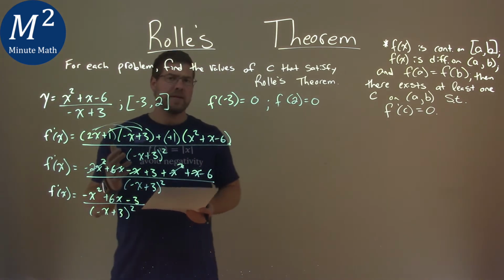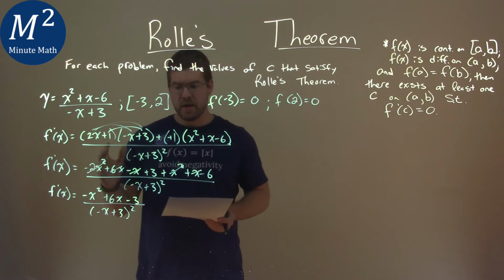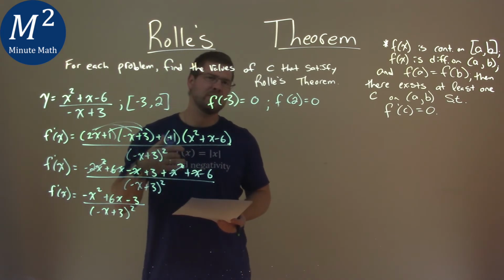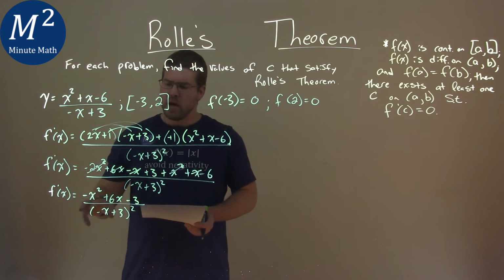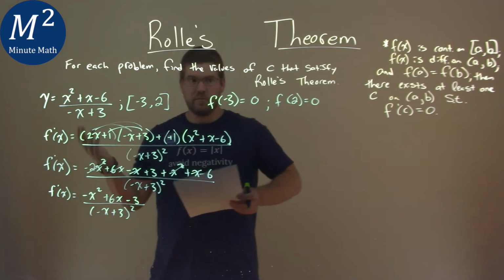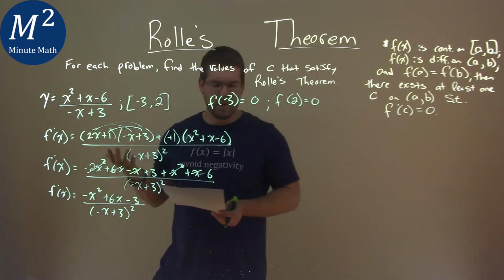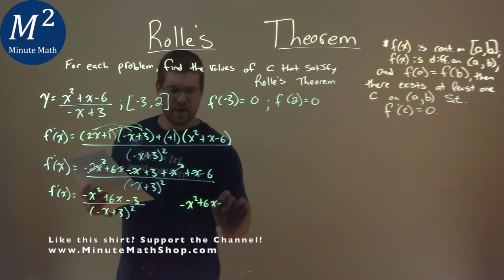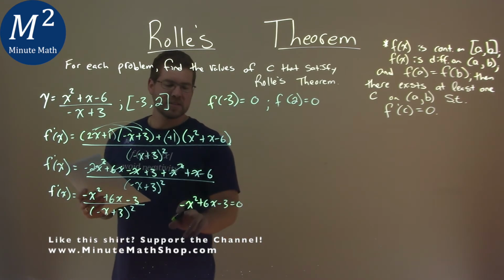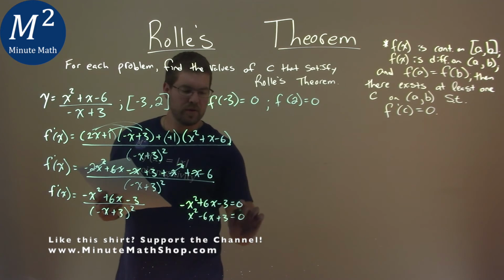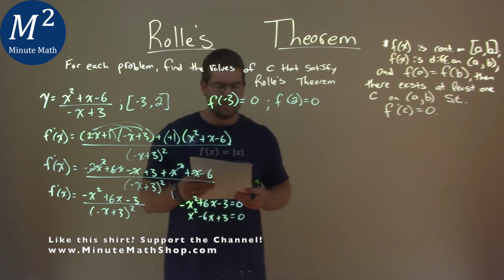What we're looking for here is where it's equal to 0. Now, we only really care about the numerator here. The denominator equaling 0 just causes it to be undefined. So we want to find when the numerator is equal to 0, which will be, well, 0 over anything is going to be 0, right? So we take that negative x squared plus 6x minus 3, set it equal to 0, and I'm actually going to divide both sides by negative 1 to get x squared minus 6x plus 3 equals 0. And I find this a little easier to deal with.